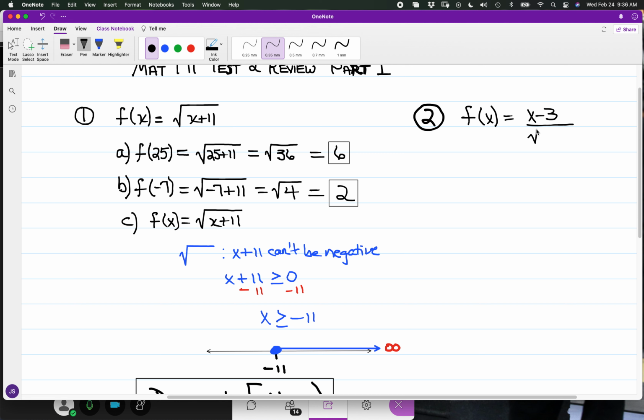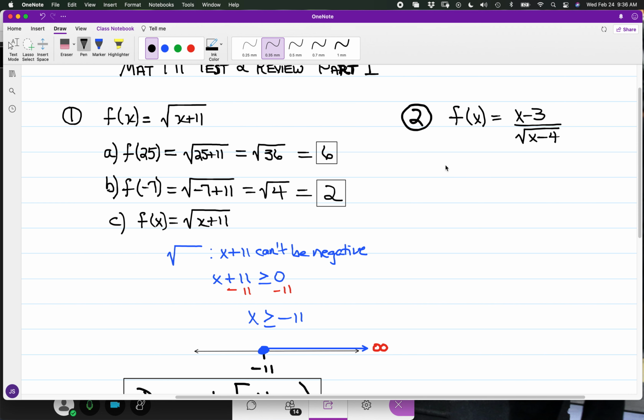Looking at this function, whenever x is set equal to 5, for part A, in the case of f of 5, we have 5 in place of x, so we have 5 minus 3 all over the square root of 5 minus 4. 5 minus 3 is 2, and the square root of 5 minus 4 is going to be the square root of 1.